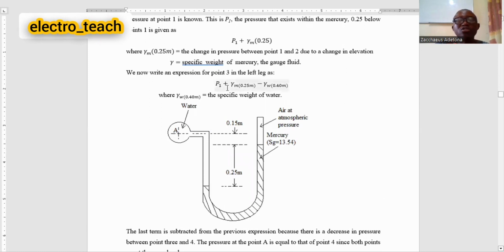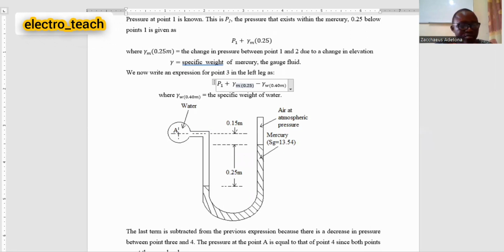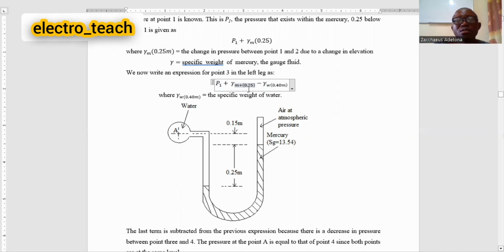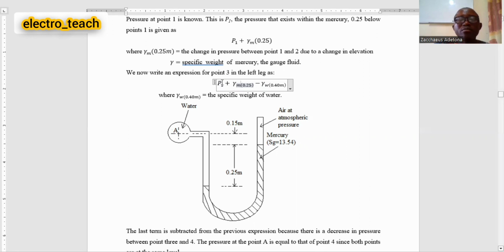you see point 3 rather. The pressure at point 3 is equivalent to P1 plus gamma mercury times 0.25. That is what we obtained earlier. Then gamma of mercury times 0.25 plus P1, which is atmospheric pressure, minus gamma of W times 0.4.